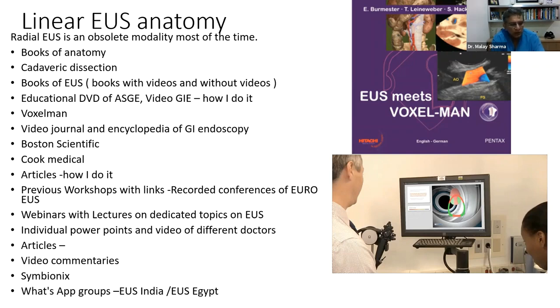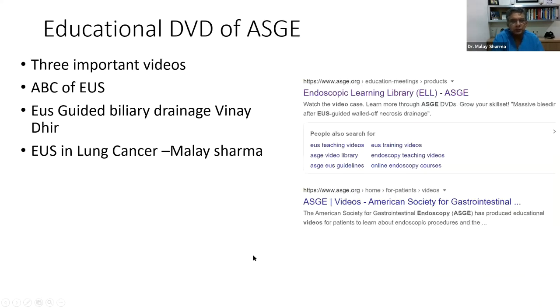So we learn this by books. You can learn from books, cadaveric dissection, books of EUS, educational DVDs, Voxelman as we see here, video journal, encyclopedia, then Wharton and Cook Medical, articles like how I do it, previous workshops, individual PowerPoints of different doctors who can help and share them, many articles, video commentaries, Simbionix model, and of course, WhatsApp group.